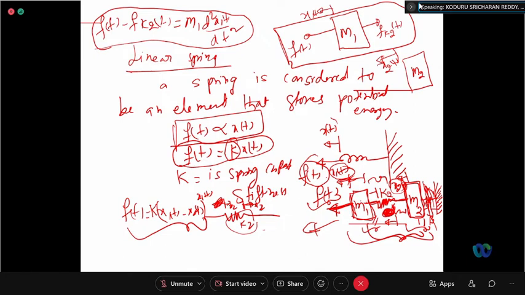Due to the spring with spring constant K2, it would be along x2. So this is Fk2 of t, right? So Fk2 of t is equal to... is there any force acting on it? No, F of t is not directly acting on M2, right? So Fk2 of t is equal to M2 d square x2 of t by dt square. Is it not?